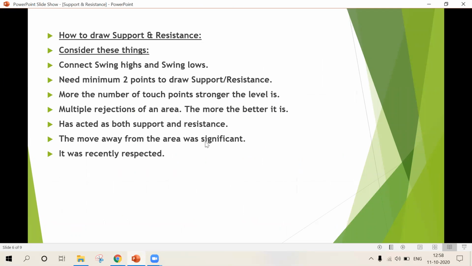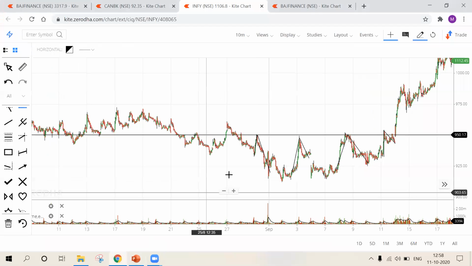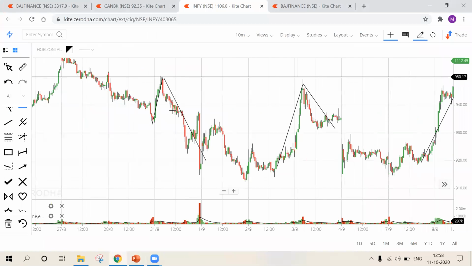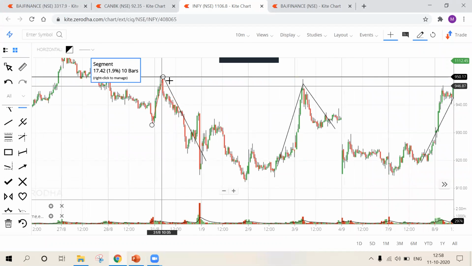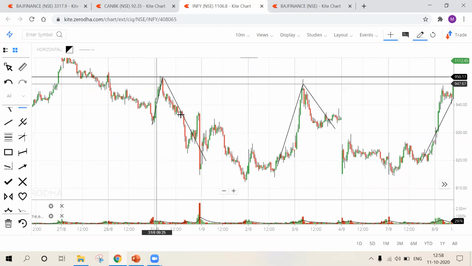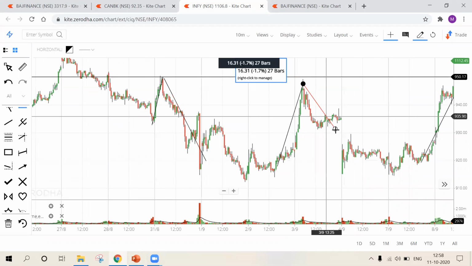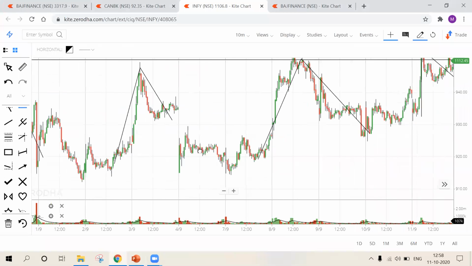And the move away from the area was significant. When I call it a move away, it's the rejection. Significant in the sense that it should give a good movement from the rejection level. This is a significant move downward. Again, this is a significant move downward. Again, this is a significant move downward.